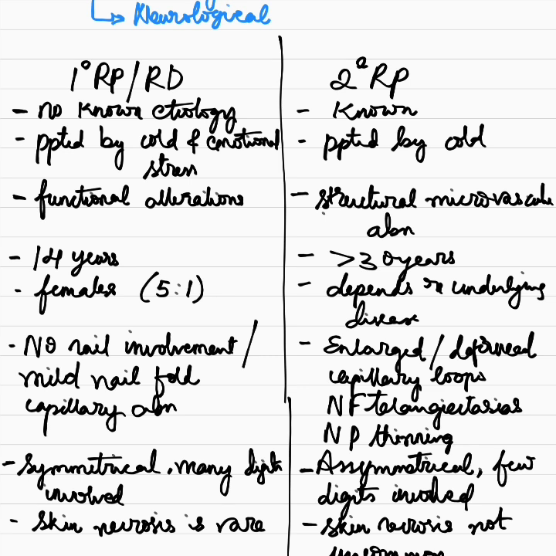Coming to the nail involvement, there is no nail involvement in primary Raynaud's phenomenon. However, if it is to occur, it is only mild and can be seen as nail fold capillary abnormalities, which are usually mild. Whereas in secondary Raynaud's phenomenon, the nail can be enlarged or deformed and capillary loops are seen on nail fold capillaroscopy, along with nail fold telangiectasias and nail thinning.